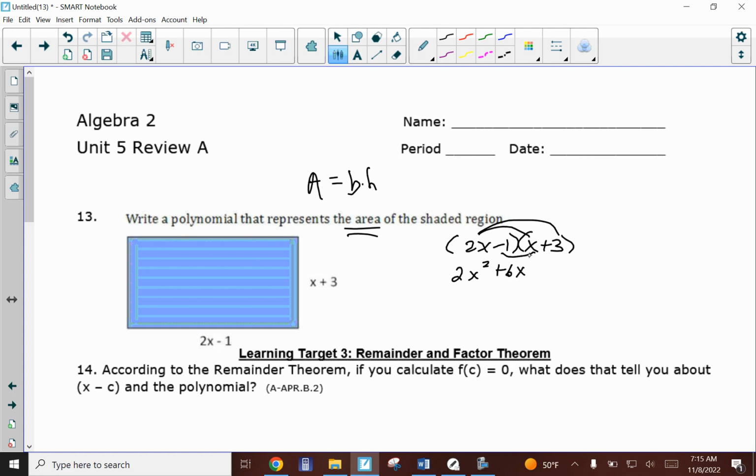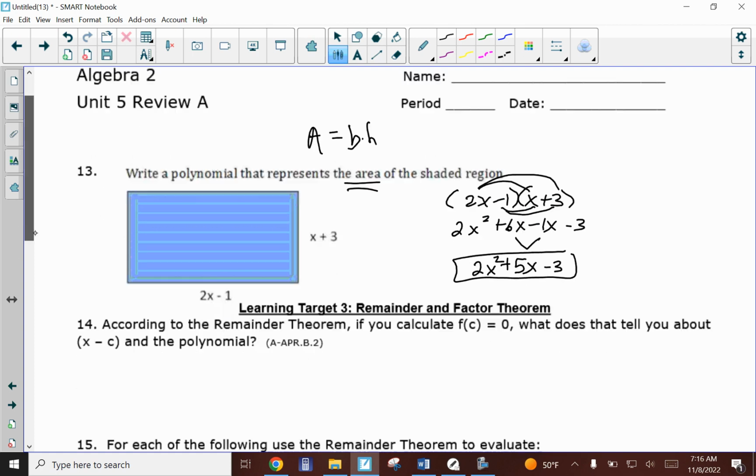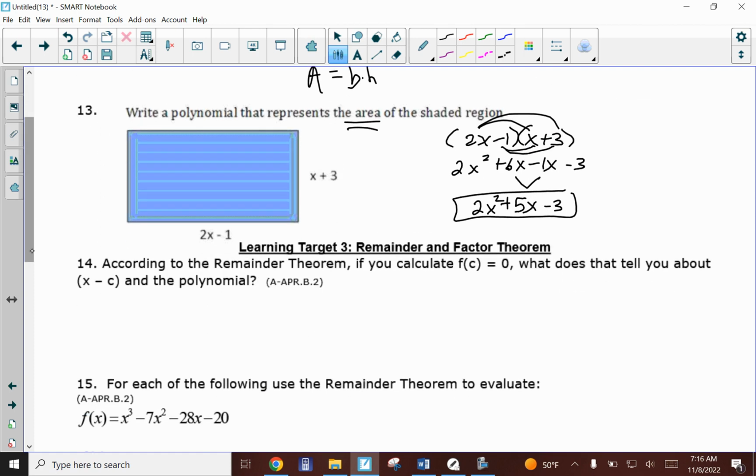Then we're going to have to take the -1 and distribute it, so that's -1x, and then -1 times 3 is -3. Then we have to combine like terms. These two go together, so that's going to give me 5x. And then we have 2x squared, and then minus 3. And if there were units on this, I don't see any units anywhere, it would be units squared, like feet squared or yards squared or whatever it is.